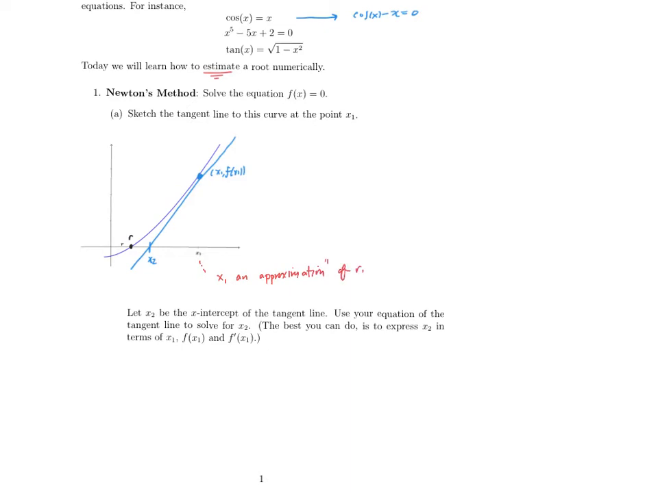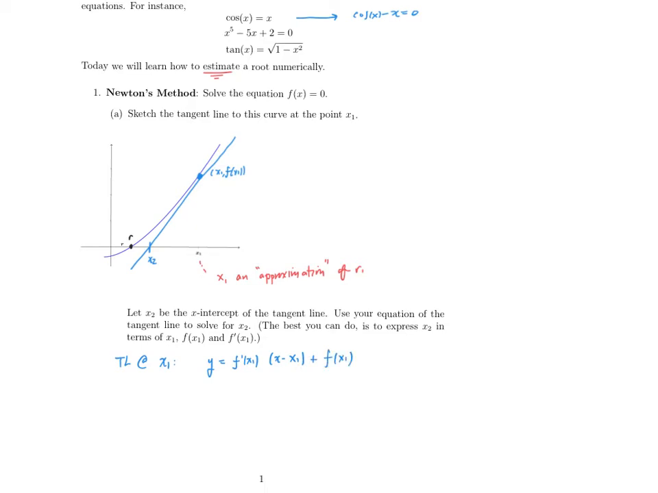So it's our initial approximation. First things first, let's write down the equation of the tangent line. The equation of the tangent line at x1 is going to be given by y equals f prime x1, the slope, times x minus x1 plus f of x1.